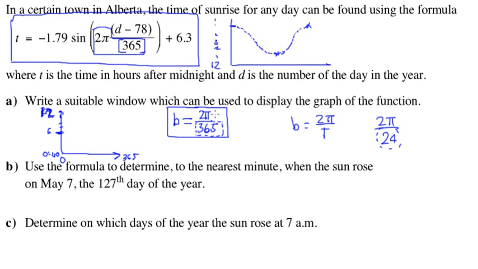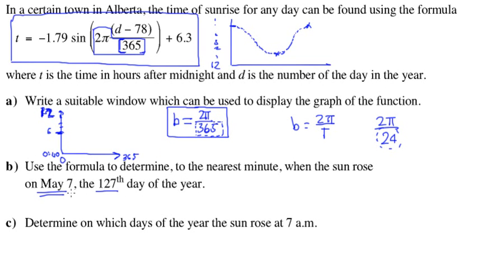So if you get a decimal, fine, do 2 pi divided by b and you'll get the period. But if we write it this way, that's someone helping you out, telling you the period's 365 days. Now, let's see how we can use this thing. Use the formula to determine to the nearest minute when the sun rose on May 7th.